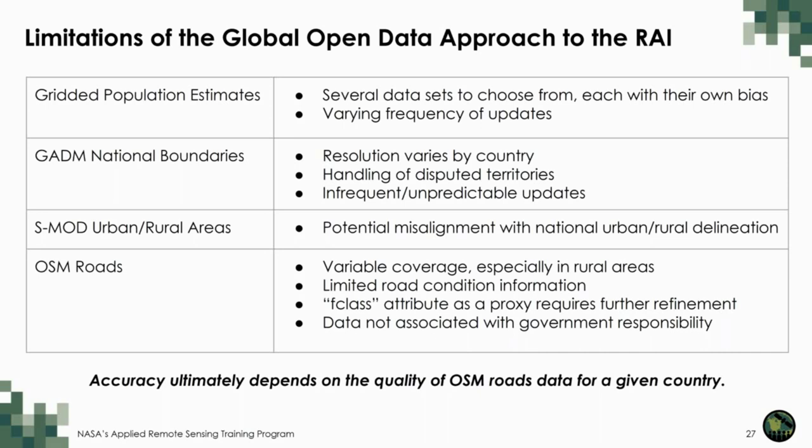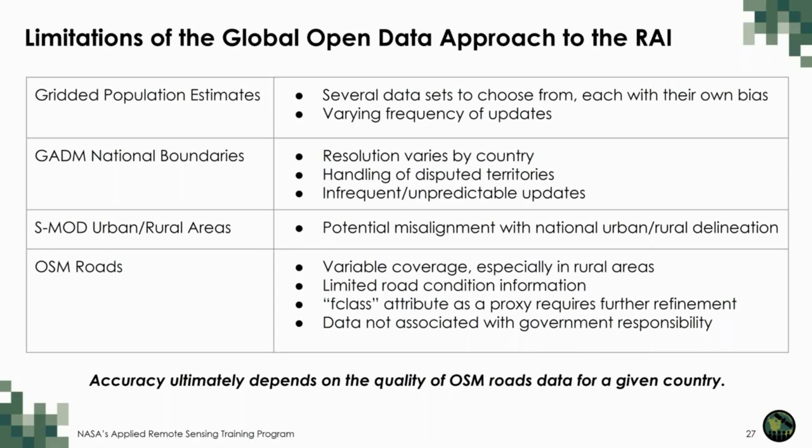As we come to the end of the presentation, I would like to discuss some limitations of the global open data approach. With regard to gridded population data sets, there are several to choose from, each with their own biases and frequency of updates. With regard to the global boundary data set by GATAM, the boundary resolution and quality varies by country, and its handling of disputed areas is not transparent. In addition, the update schedule for GATAM is unpredictable. But despite these issues, at this time, GATAM appears to be the best open global national boundary data set.